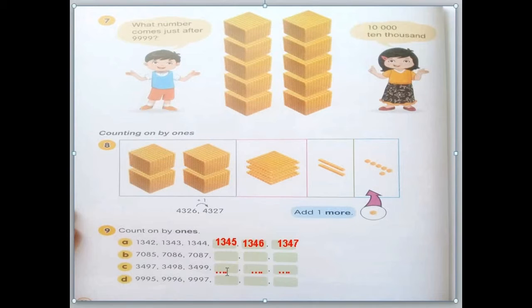So now let's go to question C. Question C, look at the number in the front first. 3,497. Next, 3,498.